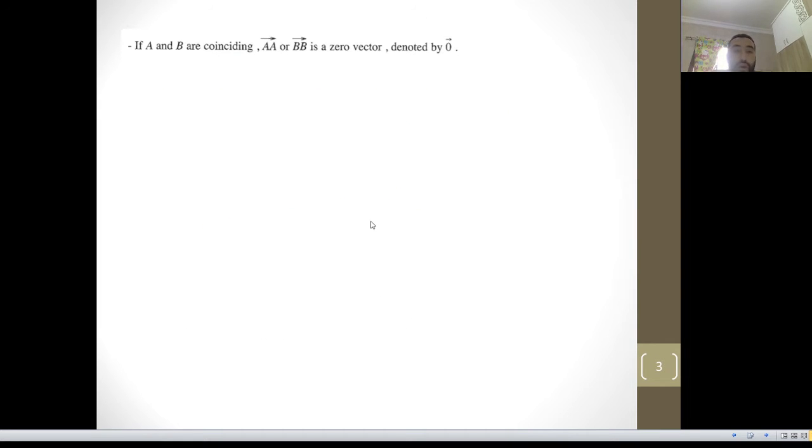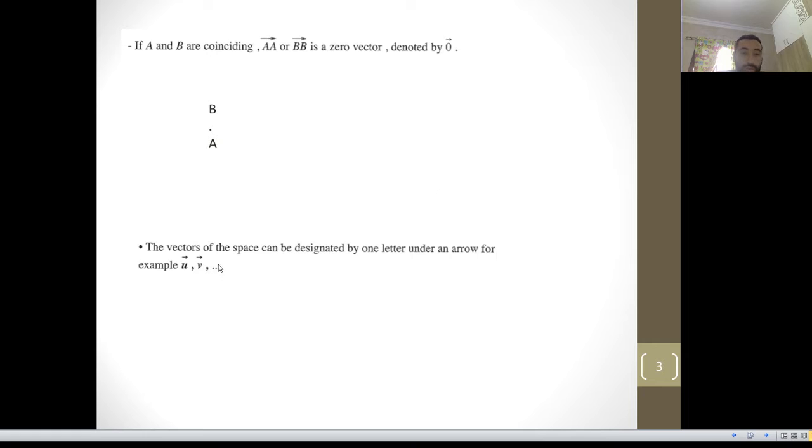If A and B are coinciding, it means that A and B are on the same point. يعني like this. If point A is here, point B is the same point. Okay, then the vector AA or BB is called a zero vector. يعني when the vector is a point, it is called a zero vector.